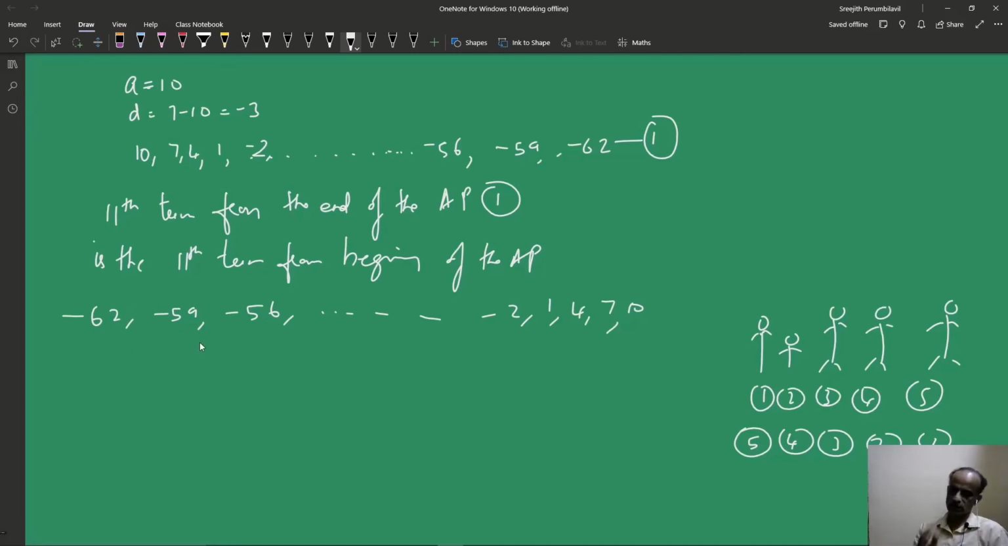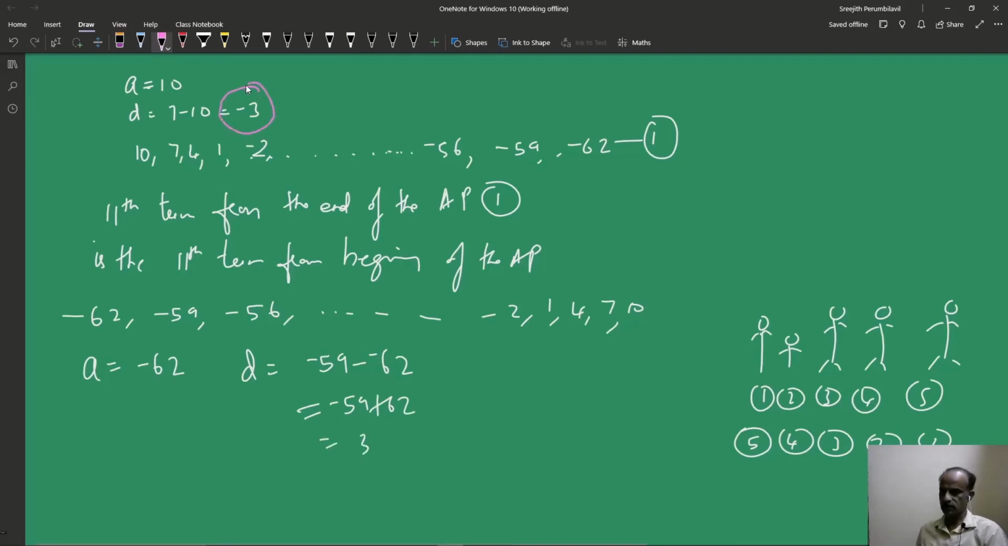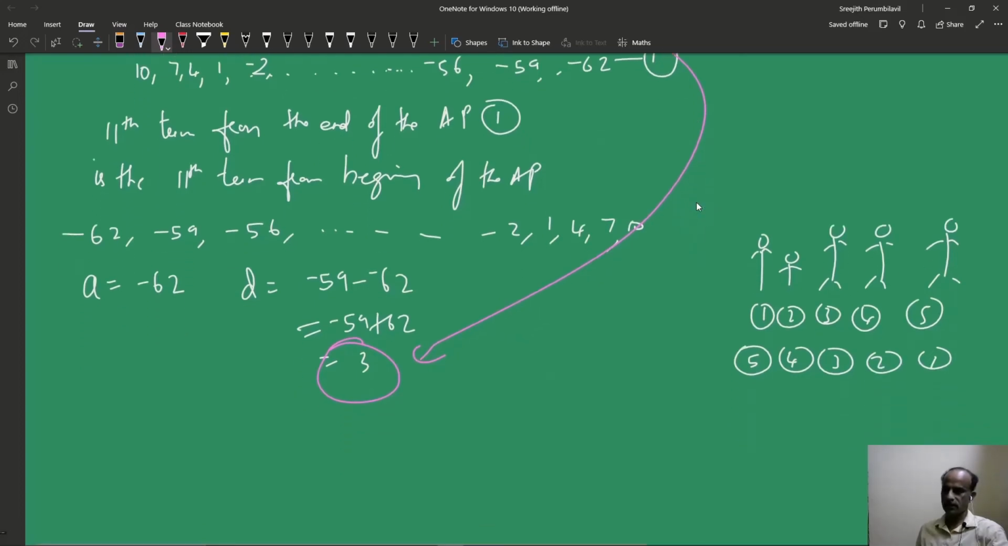So suppose in any question you are asked to find the 11th term from the end, what you do is reverse the AP. In this case, A is equal to minus 62, and what about D? We have to be very careful. Minus 59 minus of minus 62 is minus 59 plus 62, which is equal to 3. Compared to the earlier given AP, you just change the sign: here it was minus 3, now it became positive 3. So reverse the AP and just change the sign of the common difference.